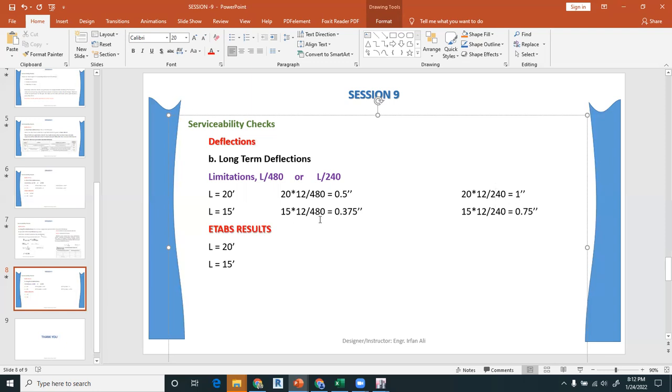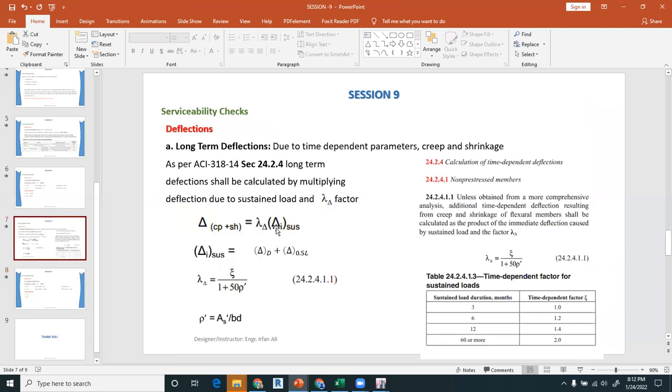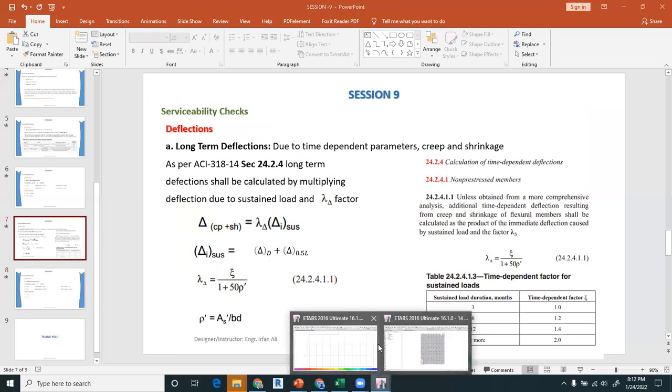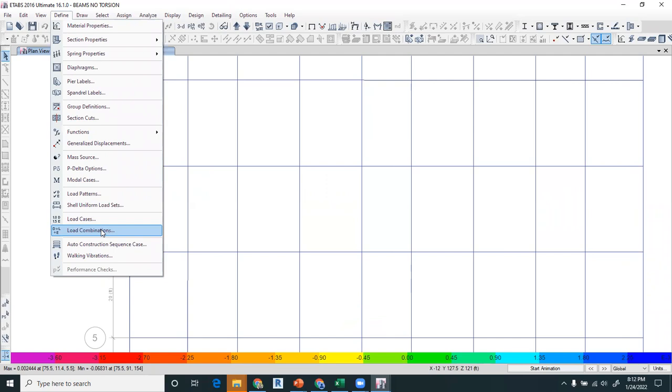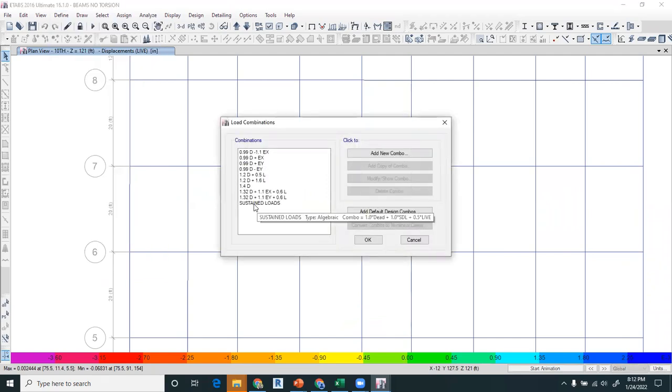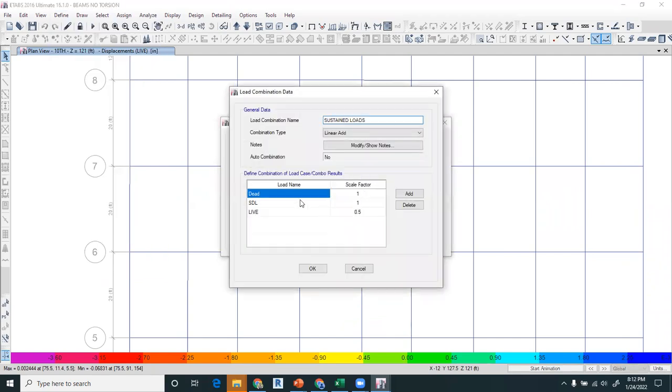For L by 480 the limit is 0.35 inches, and for L by 240 the limit is 0.75 inches, right? So let us calculate this delta sustain, and then we will select this value. Let us go to ETABS. For delta sustain, you have to go to the design combination, and I have already defined this sustain load. You have to select dead as 1, SDL as 1, and live as 0.5, because this is the definition of the sustain load.